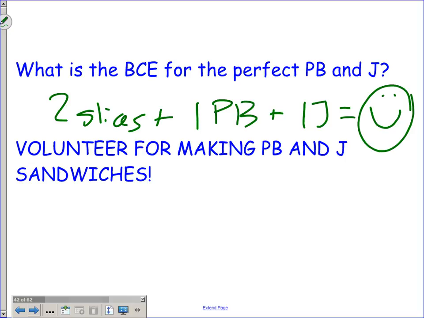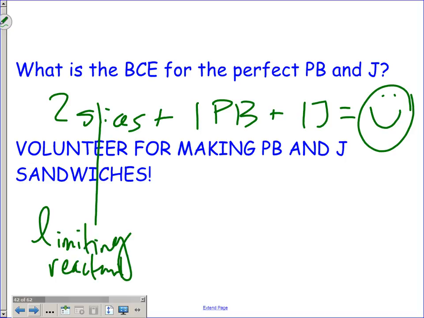What's a good term to talk about the nature of how much I have of this? I have a lot of excess of peanut butter and jelly. What did I run out of? Bread. What would be a good term for that? It's on your reading guide, and it's on your crossword. Thank you, Caleb. Thank you, Rebecca. It's limiting. This is the limiting reactant because they ran out of the bread.